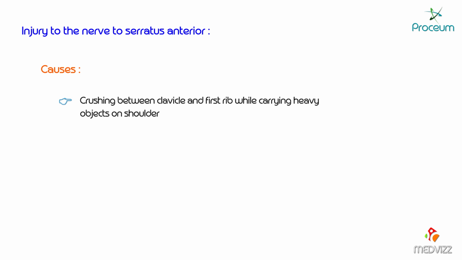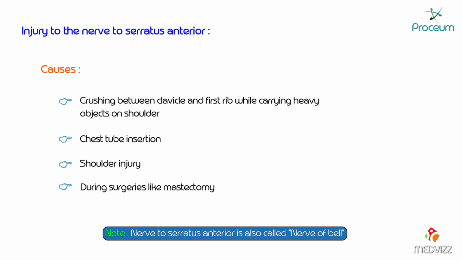The next is injury of the long thoracic nerve, which is also called the nerve to serratus anterior. Here, the long thoracic nerve injury is mainly caused due to crush injury between the clavicle and the first rib while carrying heavy objects on the shoulders. Other causes may include chest tube insertion, shoulder injury, and also surgeries like mastectomy. So what is the deformity we can see in long thoracic nerve injury?